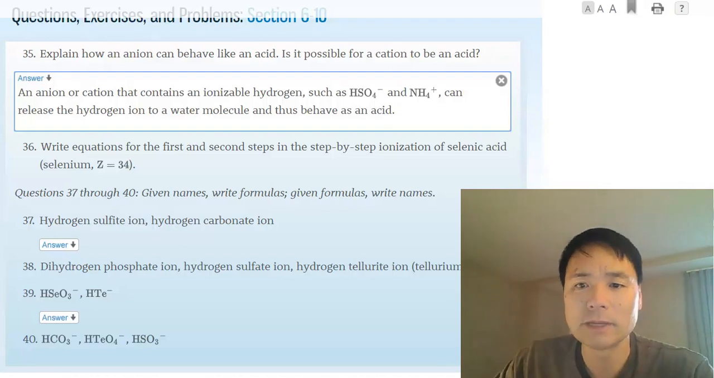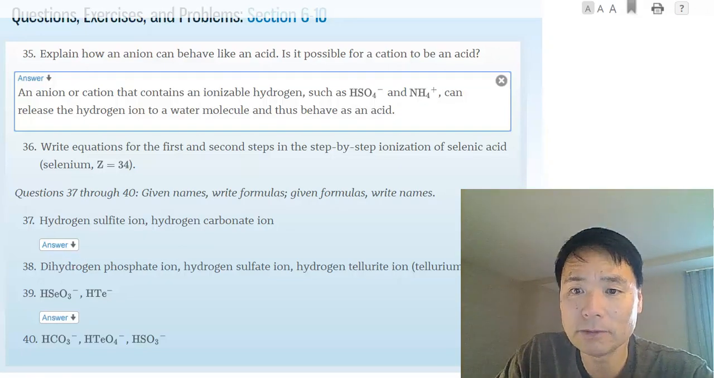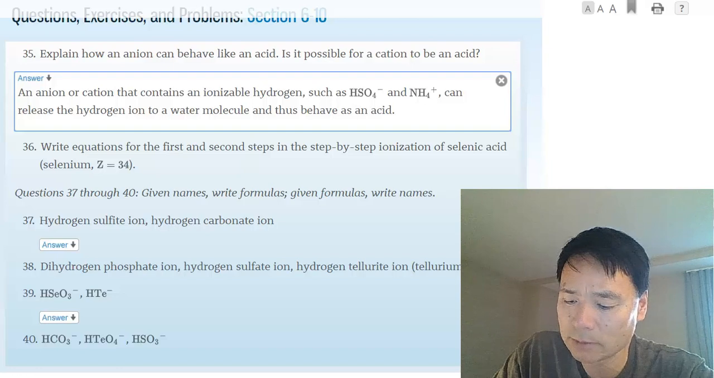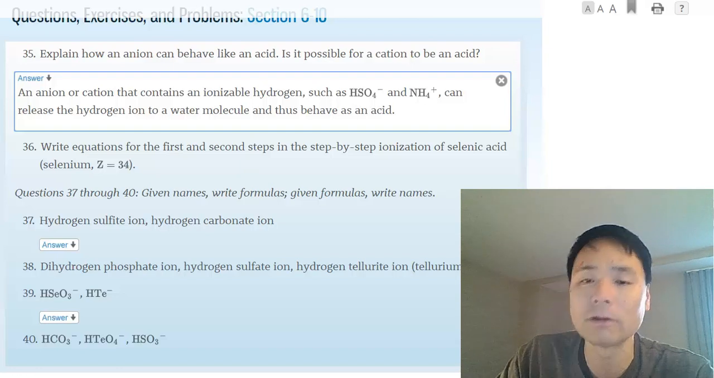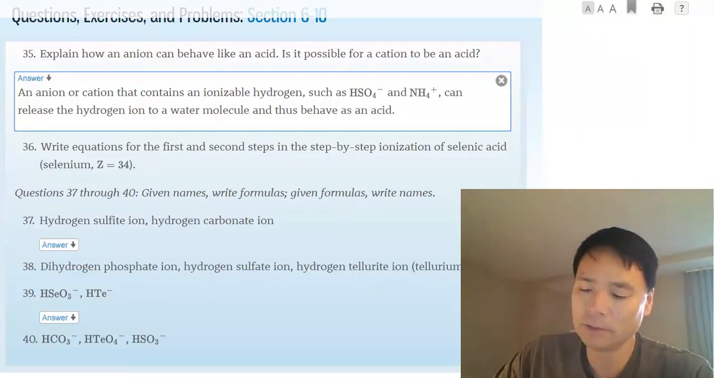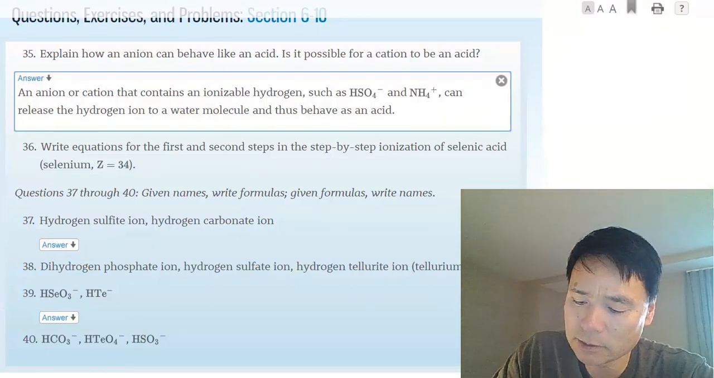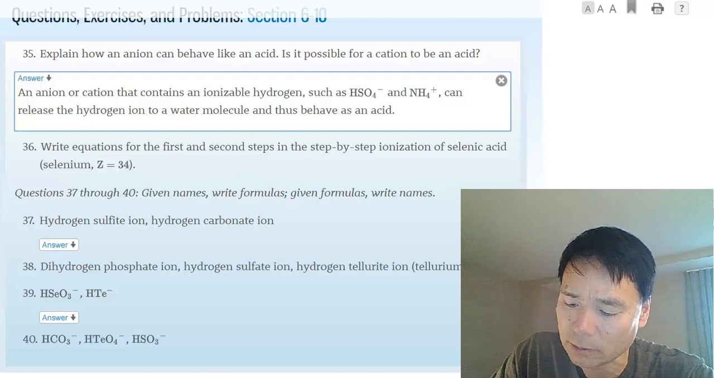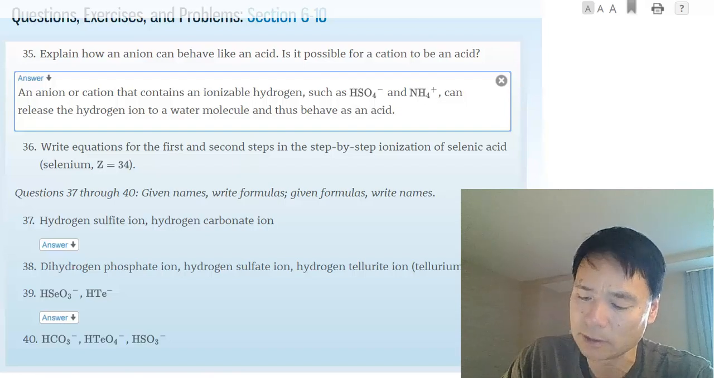For the step-by-step ionization of selenic acid, selenic acid is from selenate. Selenate is SeO4 2-. So selenic acid would be H2SeO4. This would be the formula here for selenic acid. And what they're saying by the step-by-step ionization is just losing a hydrogen each time. So if we lose 1 hydrogen, we form H+ plus HSeO4 minus. You can see that here.